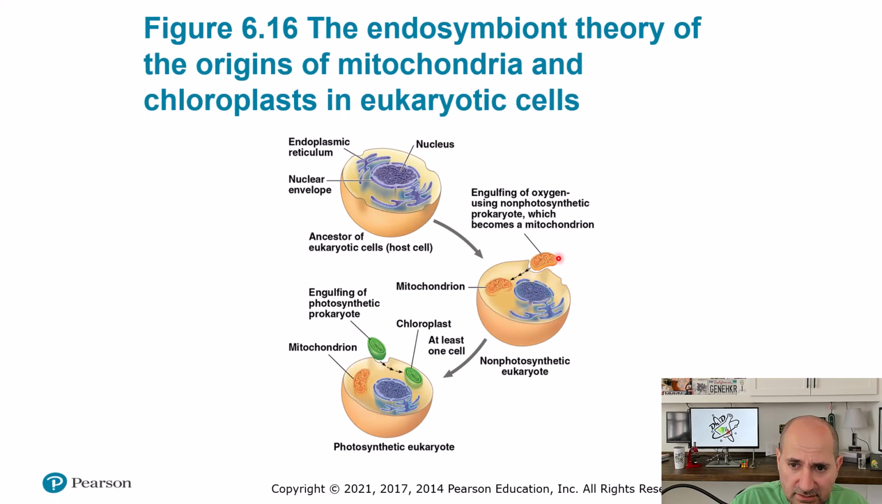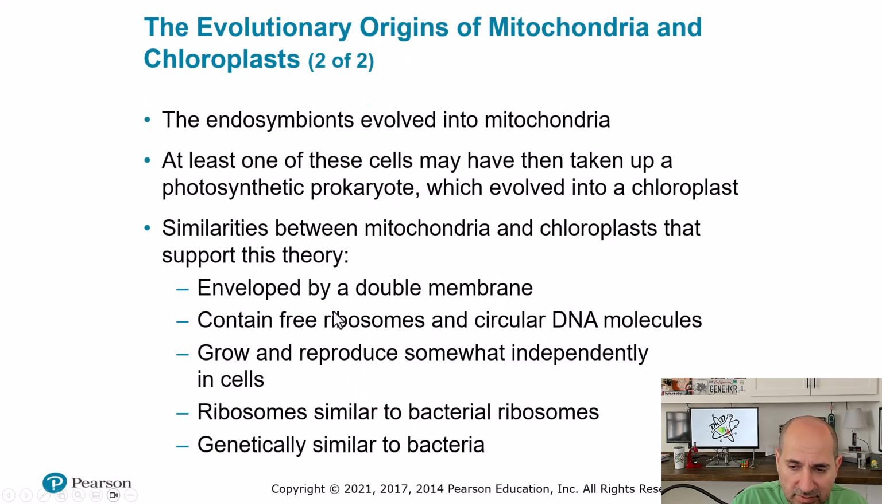Again, the endosymbiont theory explains the origins of the mitochondria and the chloroplasts. The mitochondria and the chloroplast then became organelles inside of our cells, but they were originally bacteria. And by the way, these are the evidence. So I might ask you, what is the evidence that supports the endosymbiont theory? And this is the evidence right here.